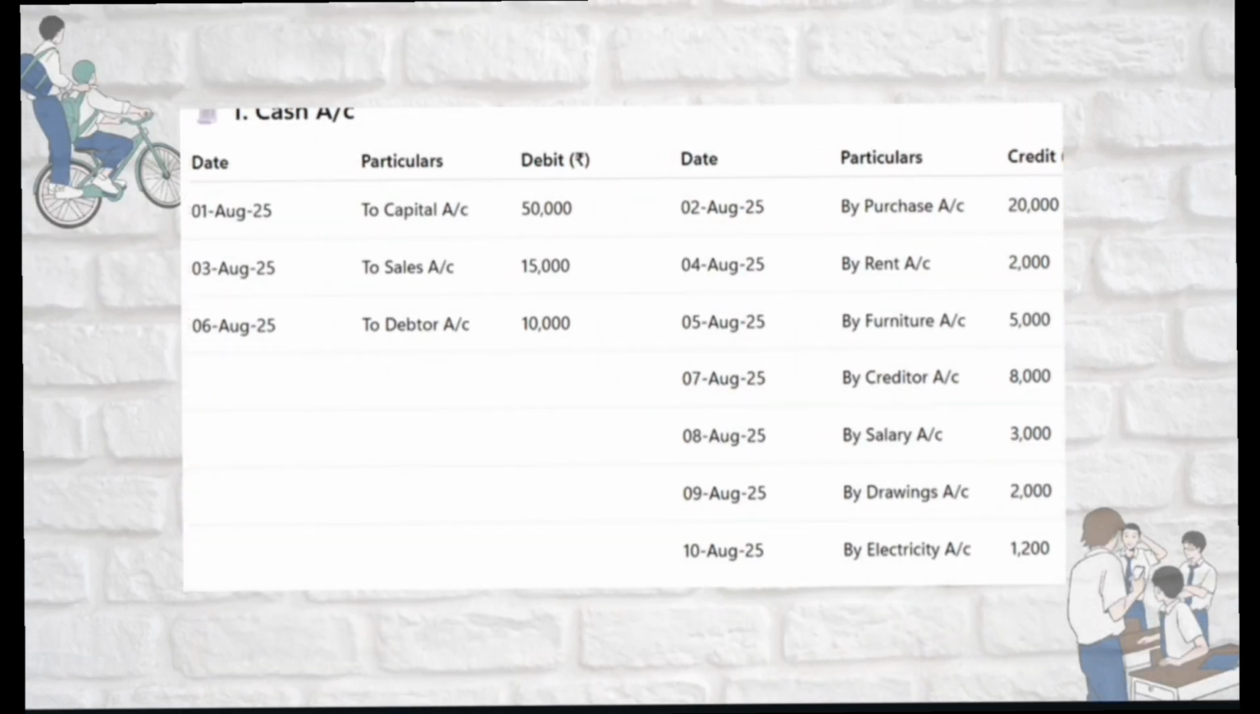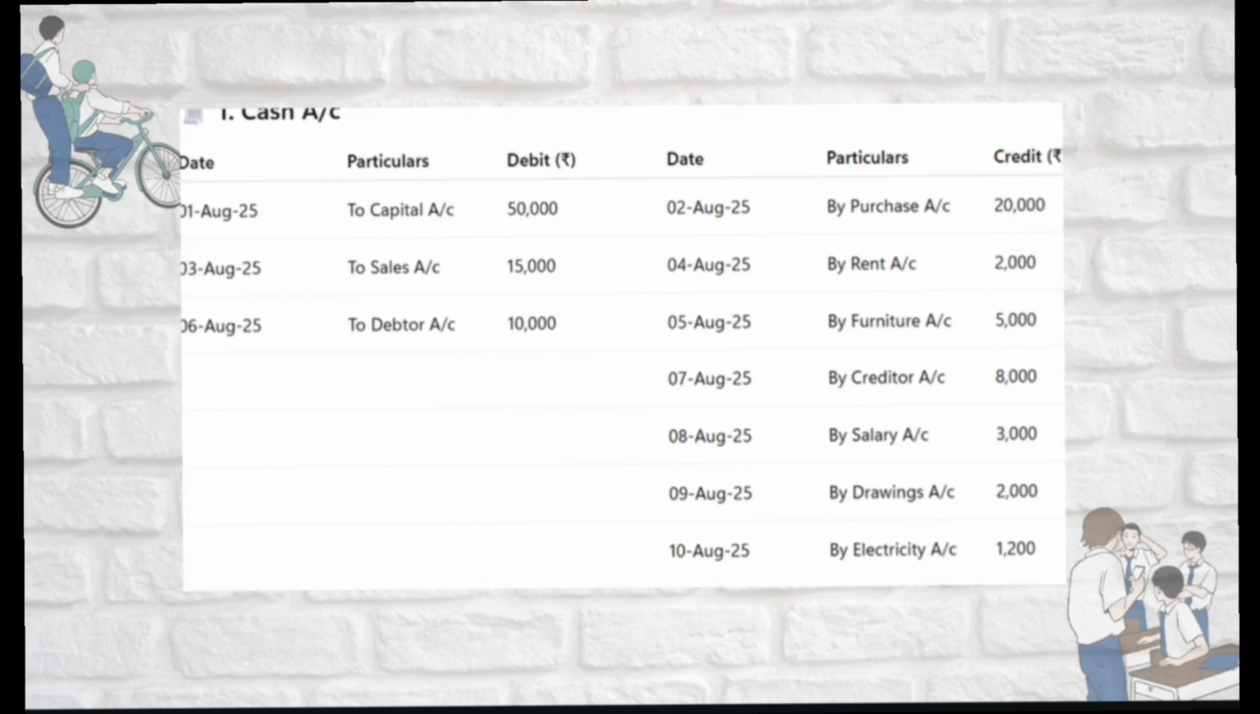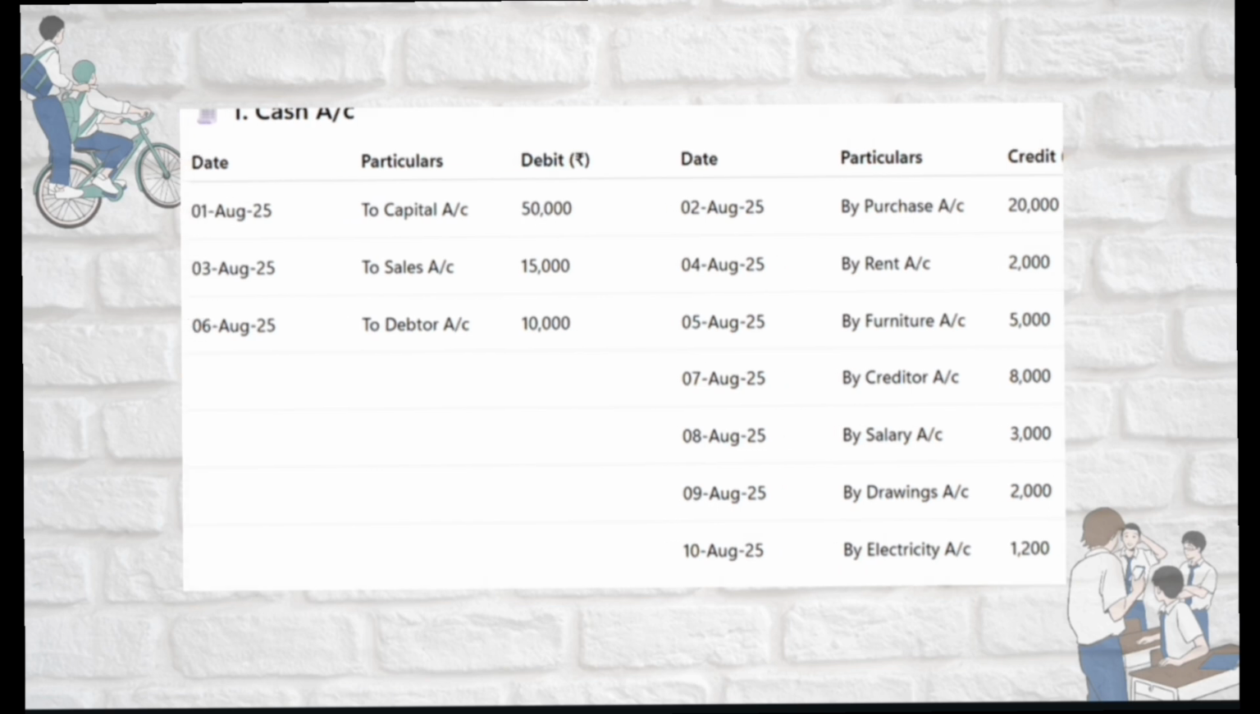Let's begin with the most used account, that is the cash account. On August 1st, the business was started with cash rupees 50,000. Here we can clearly state that the cash is coming in. So we write to capital account rupees 50,000 on the debit side, not in the credit, on the debit side. Similarly, on August 2nd, 20,000 was used to purchase goods. It clearly states that cash is going out, so we write by purchase account rupees 20,000 on the credit side.